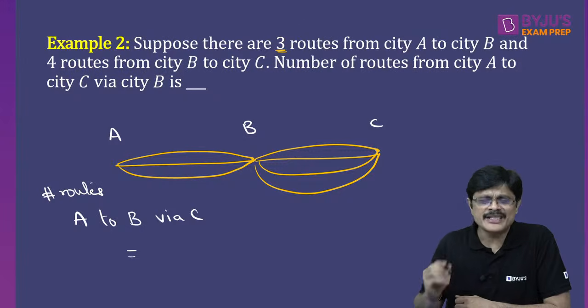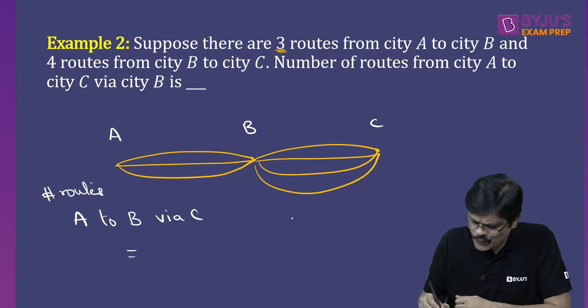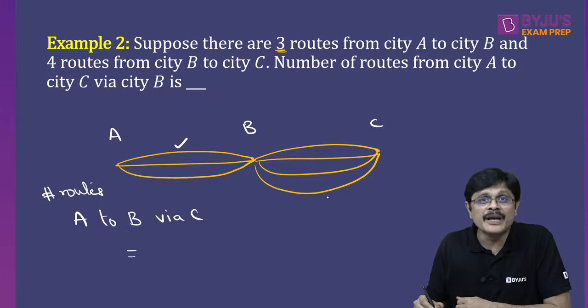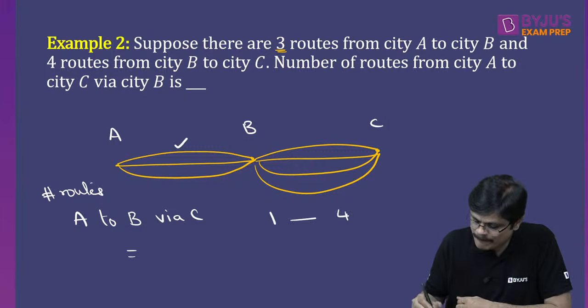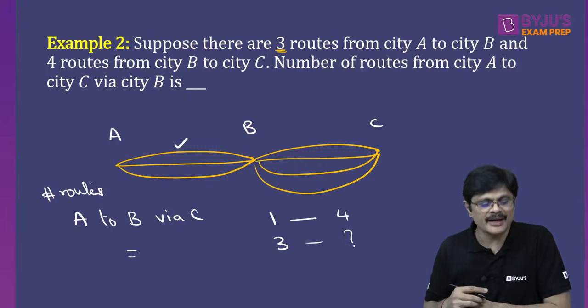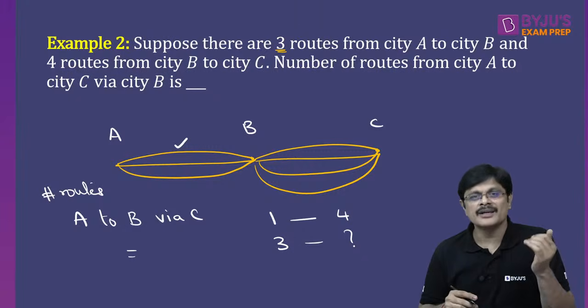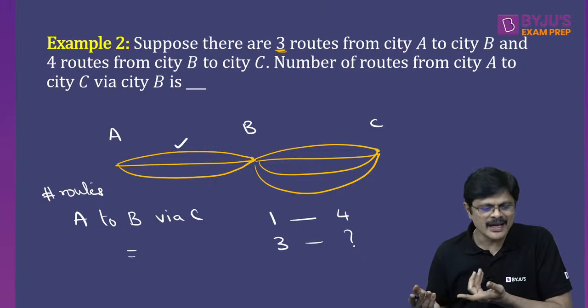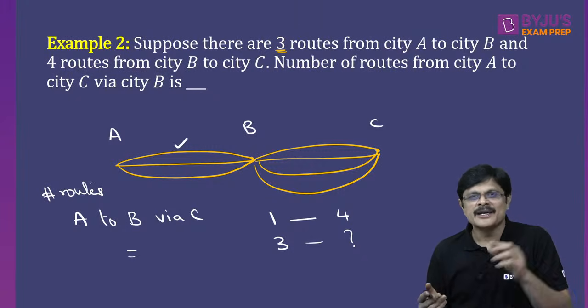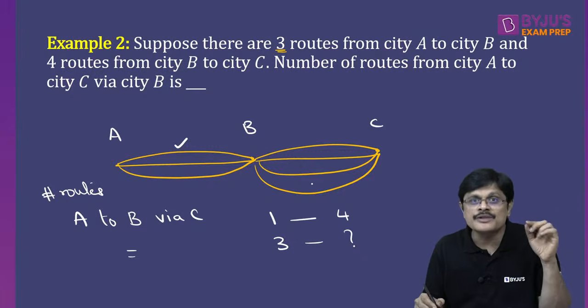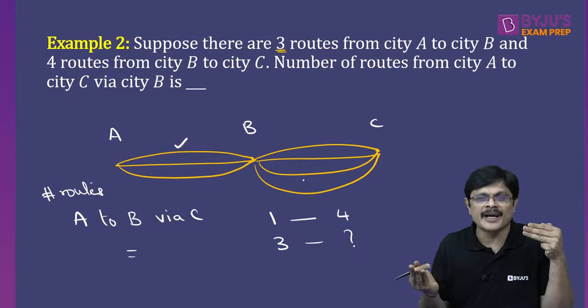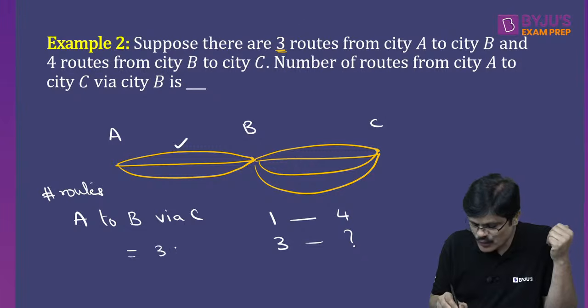So the idea is very simple. For each route from A to B, there are 4 routes from B to C. That is, for one route from A to B, there are 4 routes from B to C. So for 3 routes, how many routes are there? It is simple like your chocolate problem. If one chocolate is 4 rupees, how much are 3 chocolates? The answer is exactly the same. For one route we have 4 routes, then for 3 routes, 3 into 4, that is 12 routes.